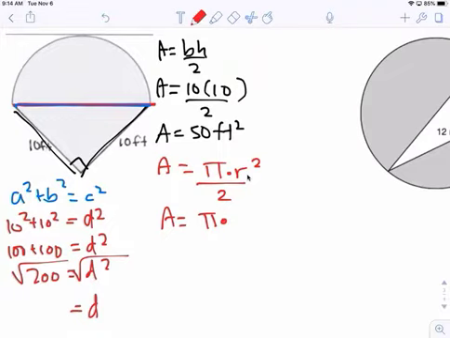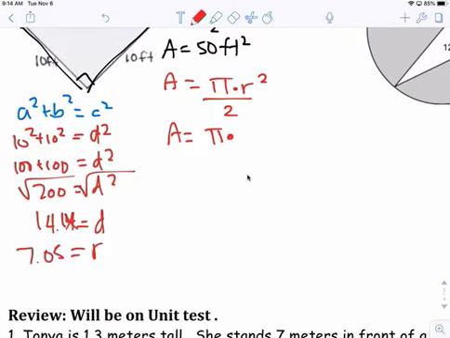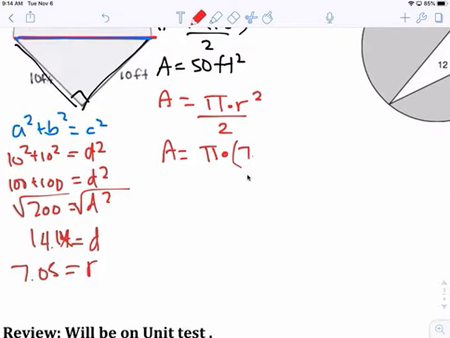It's 14 point, hey, I was wrong. It's less than that. 144, did I do it right? It's 14.14. So let's say 14.1. That's the diameter, rounded to the nearest tenth. Half of that is 7.05. So my radius is 7.05, squared, divided by 2.